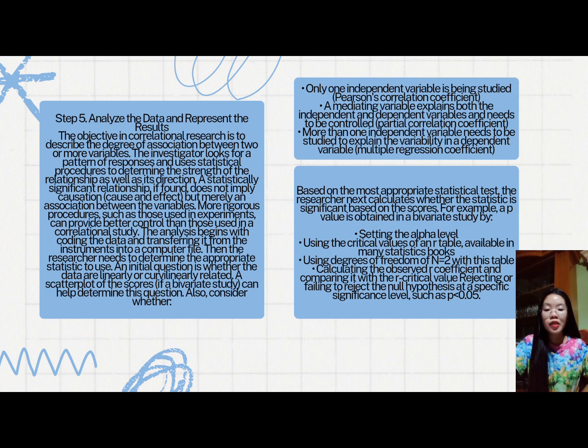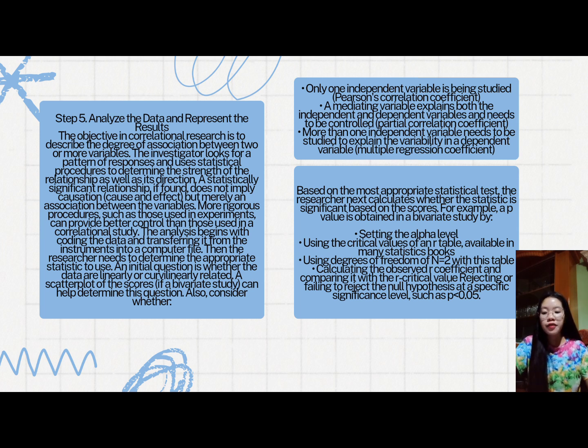So step 5 is to analyze the data and represent the results. The objective in correlational research is to describe the degree of association between two or more variables. The investigator looks for a pattern of responses and uses statistical procedures to determine the strength of the relationship as well as its direction. A statistically significant relationship, if found, does not imply causation or cause and effect, but merely an association between the variables. More rigorous procedures, such as those used in experiments, can provide better control than those used in a correlational study.